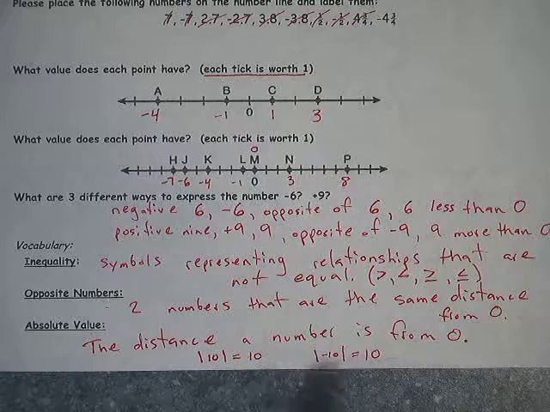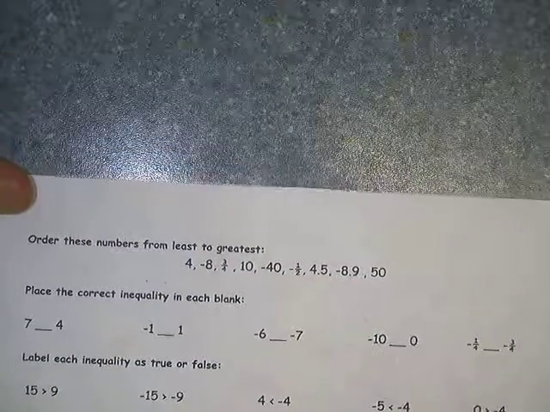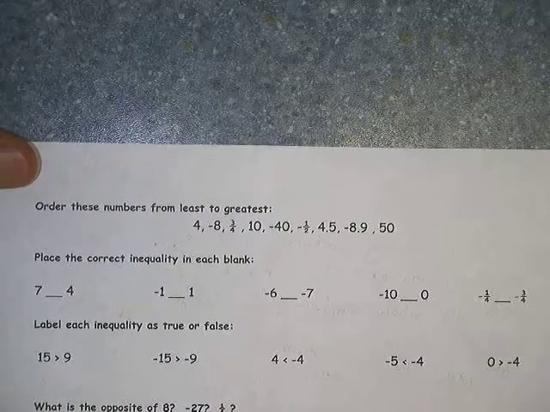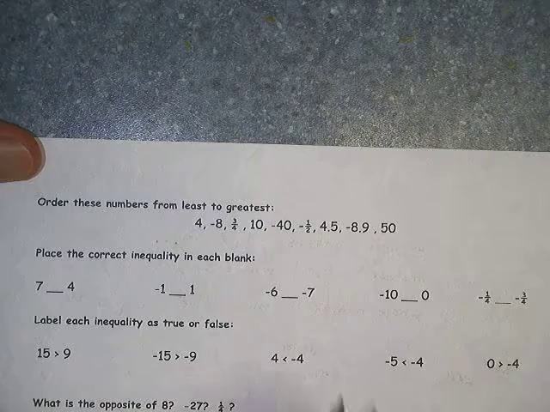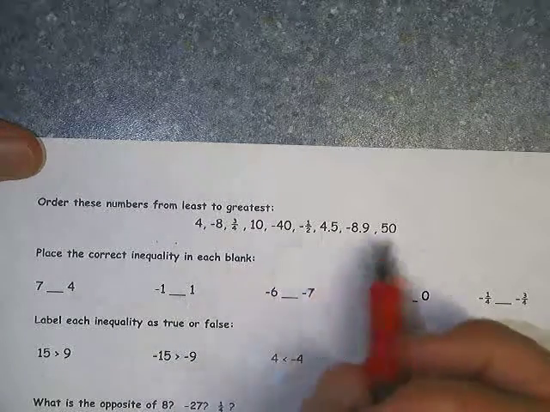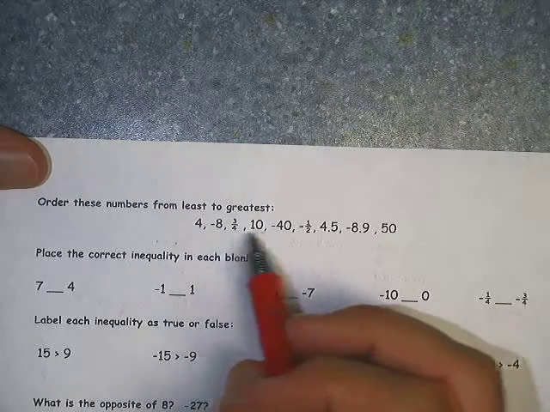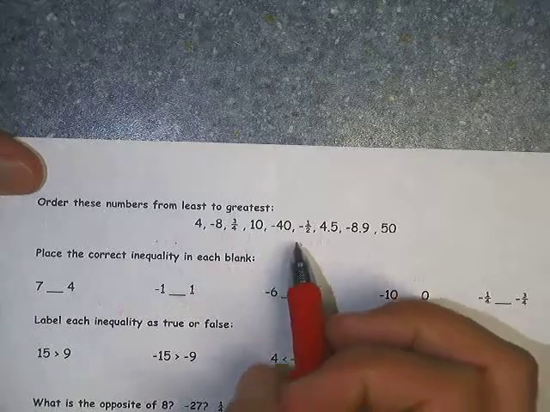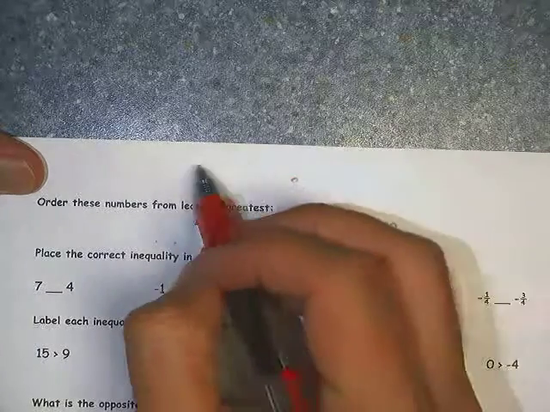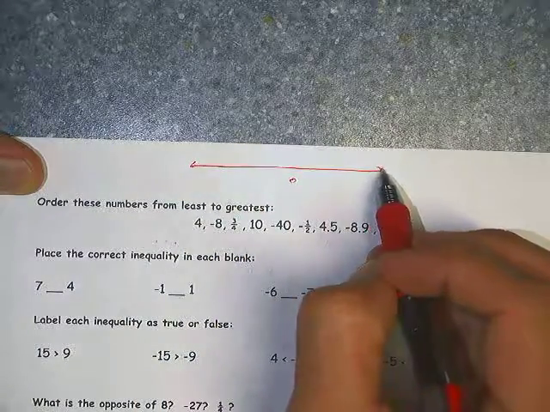So an absolute value is always positive because we're measuring distance. So even when we have a negative number, it's 10 away from 0. So absolute value just measures the distance a number is from 0. How far is it from 0? So opposite numbers are the same distance. That's why +10 and -10 have the same absolute value. They're the same distance from 0.